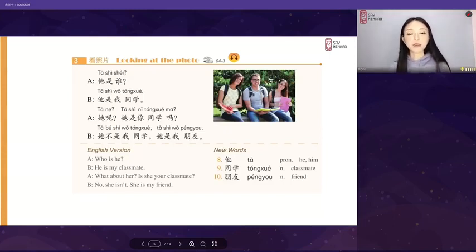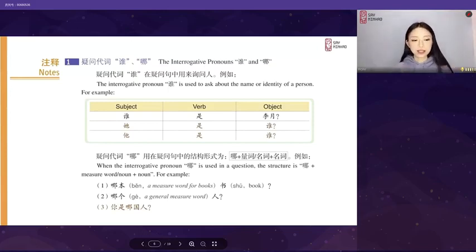I will be A and you will be B. 她是谁?她呢?她是你同学吗?她呢? Very good. Now let's switch the role. I will be B and you will be A. Okay? 3, 2, 1. 她是我同学。她不是我同学,她是我朋友。Very good, excellent. Now let's move on to the language point part to answer some questions in our brain.